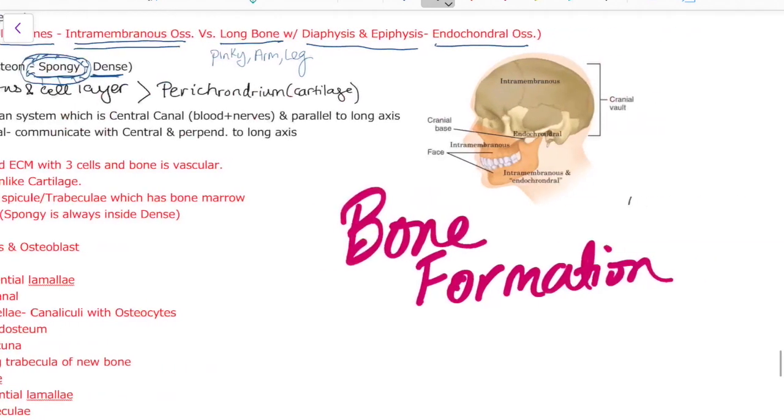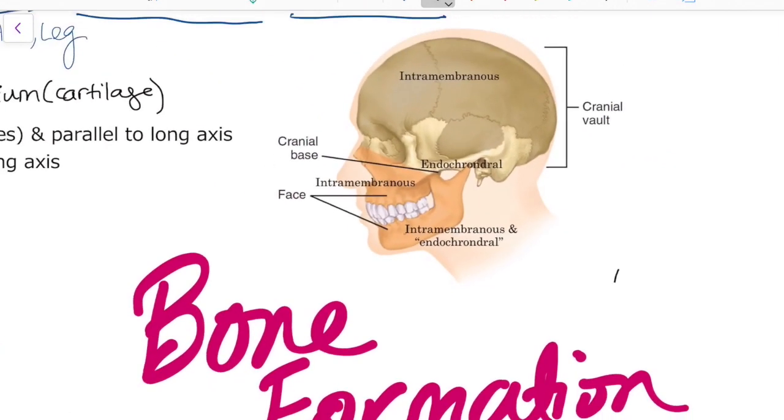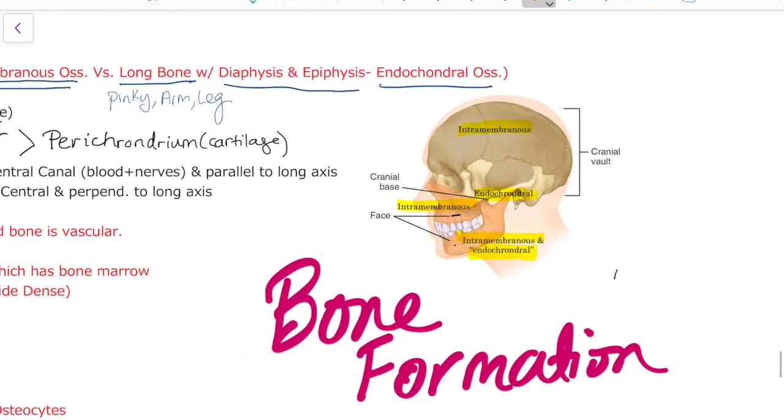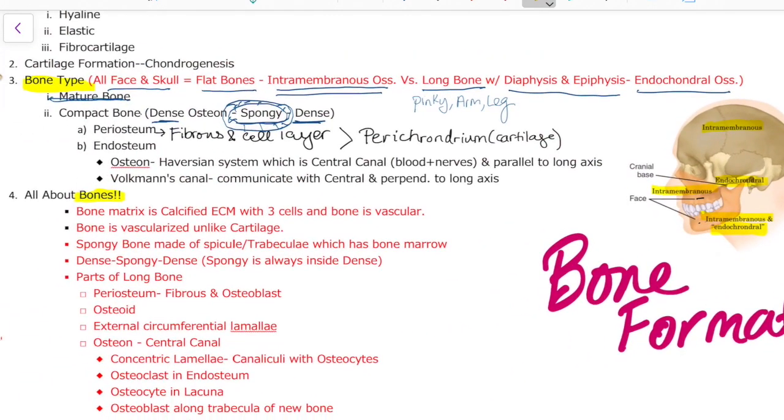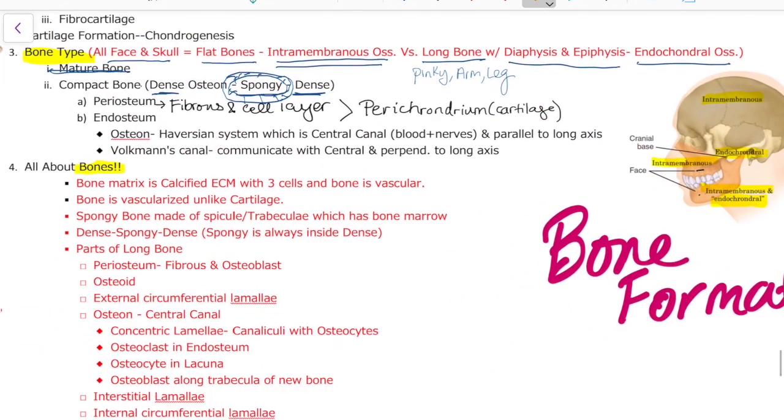Okay, so here we have a picture. As you can see, the maxilla and mandible form by intramembranous and endochondral bone formation, but mostly it's intramembranous bone formation. Only the condyles are mostly formed by endochondral ossification in the oral cavity. Our skull, the cranial vault, is intramembranous. So those are your two bone types, intramembranous and endochondral ossification.